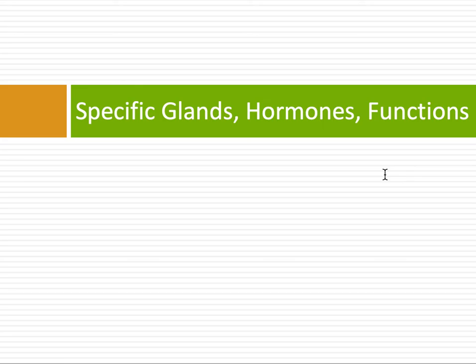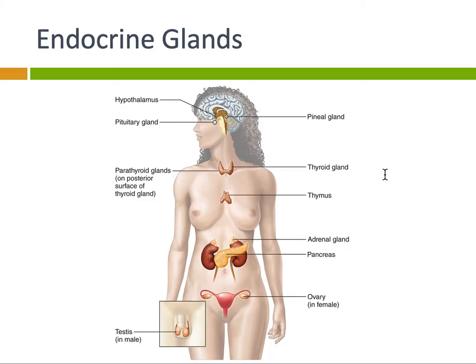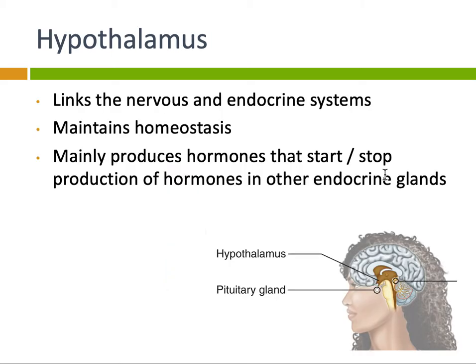Now we'll talk about the specific glands, the hormones they produce, and the functions of these hormones. Here's an overview and a diagram of the endocrine glands. You can see that they're the same in males and females with the exception of ovaries in females and testes in males. We'll begin by talking about the hypothalamus.